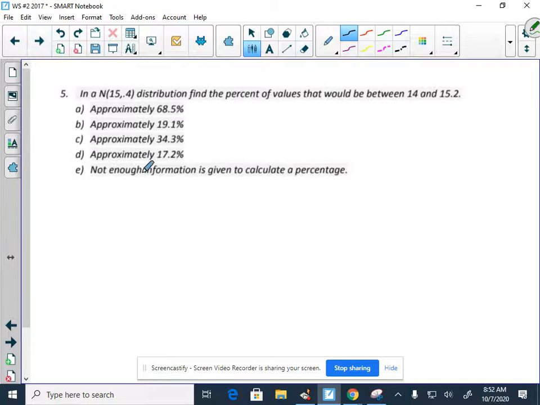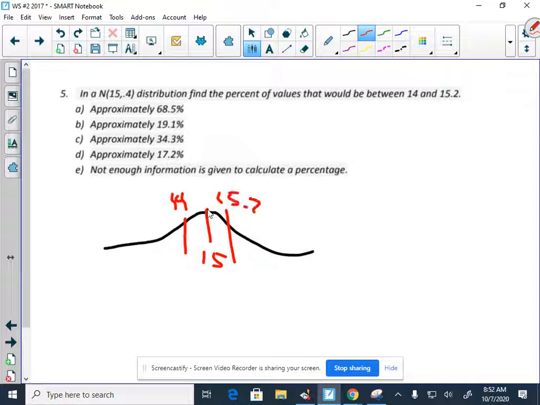All right, number 5. Find the percent of values between 14 and 15.2. I'm just going to quickly draw it. I don't need z-scores here. The mean's 15, 14 would be here, 15.2 would be here. We're looking for that area. So let's use the technology. Menu 6, 5, 2.